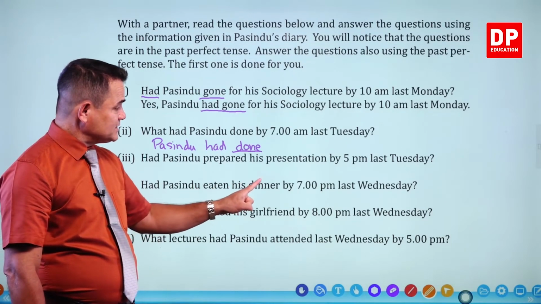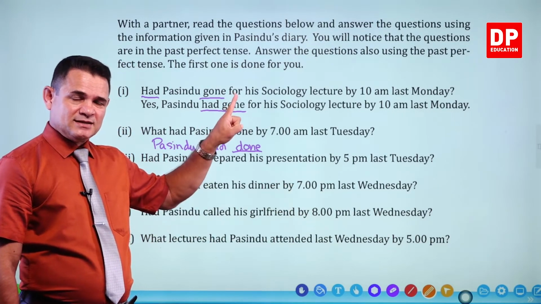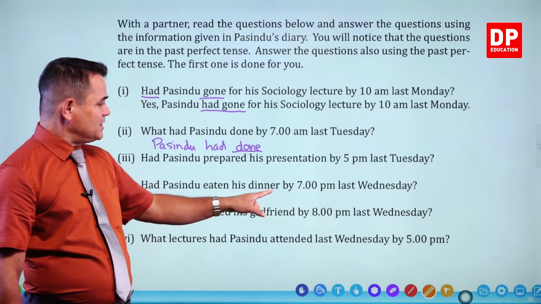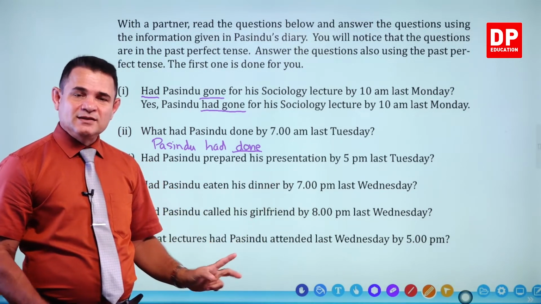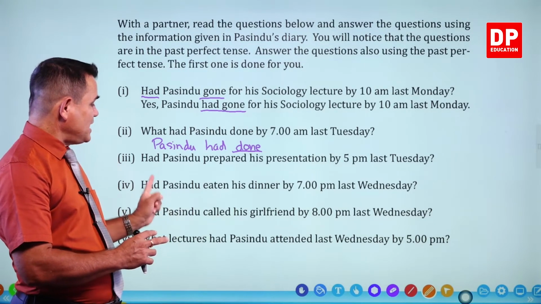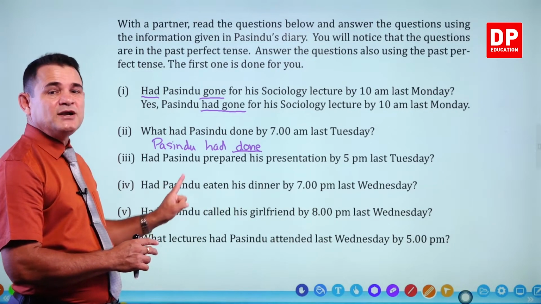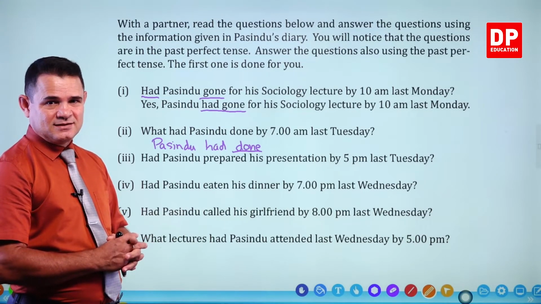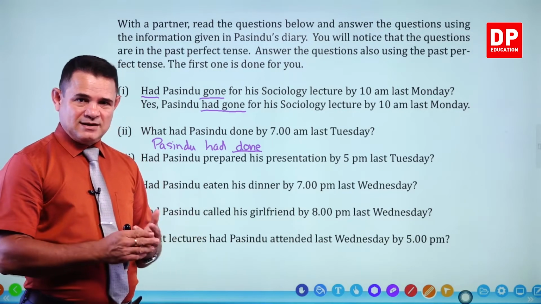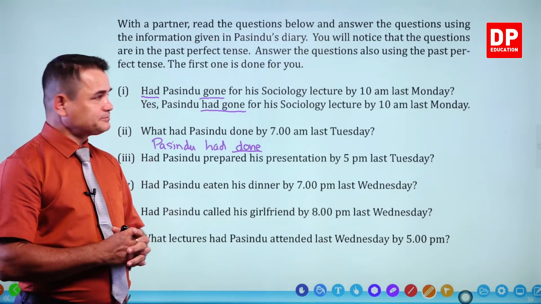Had Pasindu eaten his dinner by 7 p.m. last Wednesday? Look at the diary. By 7 p.m., had he eaten dinner by seven? The answer is yes, Pasindu had eaten his dinner. If no, no, Pasindu had not eaten his dinner. You have to look at the diary, look at the book now you have, and you can answer yes or no.